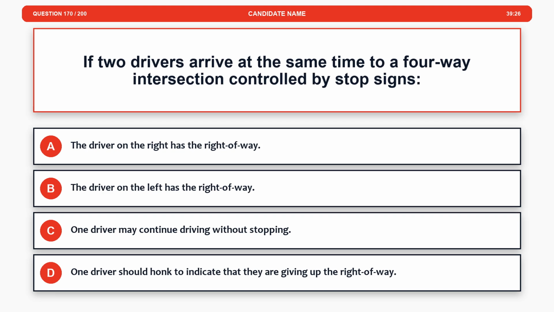Question 170. If two drivers arrive at the same time to a four-way intersection controlled by stop signs. Option A. The driver on the right has the right of way. Option B. The driver on the left has the right of way. Option C. One driver may continue driving without stopping. Option D. One driver should honk to indicate that they are giving up the right of way.